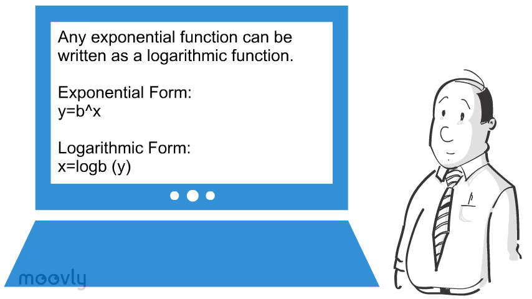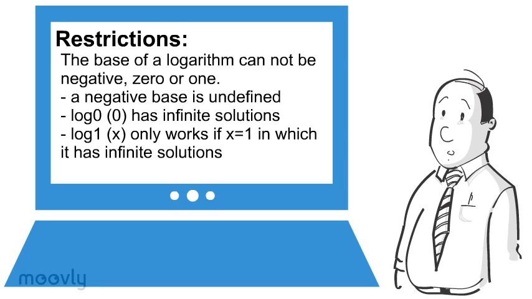Because of this relationship, any exponential function can be written as a logarithmic function. For example, the general formula of an exponential function is y is equal to b to the power of x. In logarithmic form, this would be x equals the logarithm of y to the base b. In exponential form, we are trying to find the value when placing a base to a certain exponent. On the other hand, in logarithmic form, we are trying to find the exponent instead.